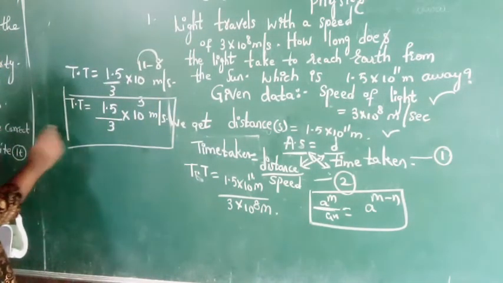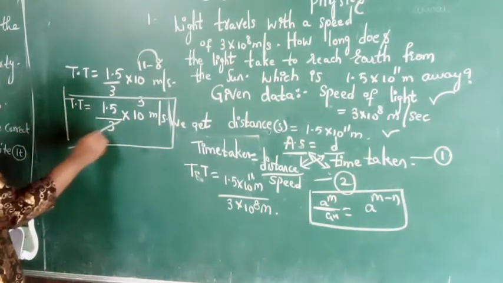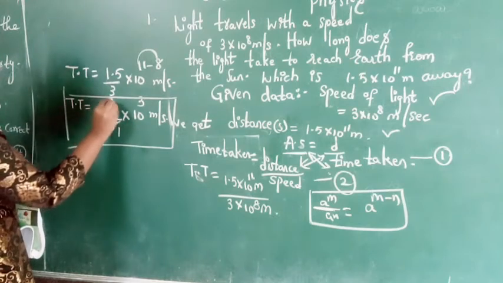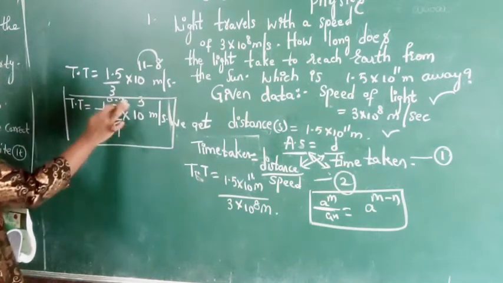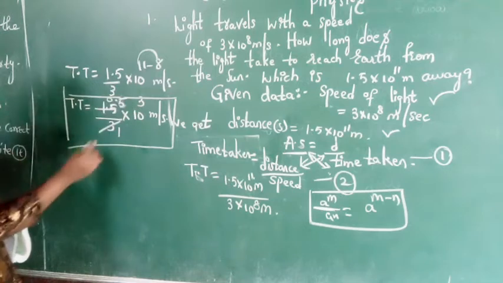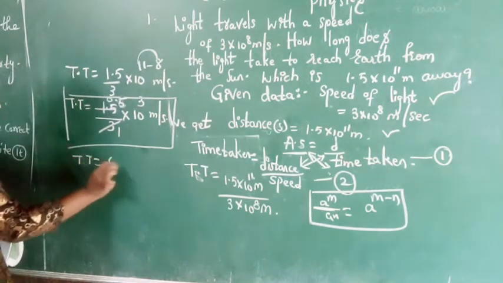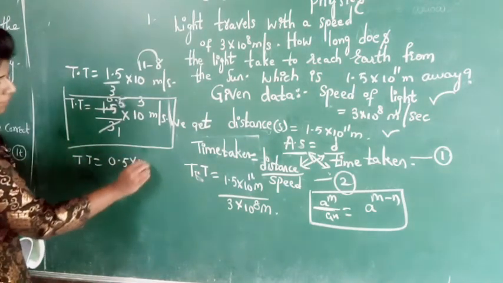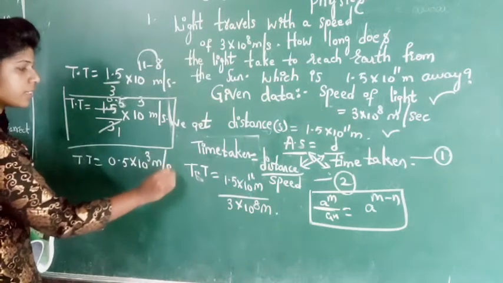What is the value here? We got 3 ones are 3, 15 also we can do. 3 ones are 3, 15, and then 0.5. 3 fives are 15. So time taken is equal to 0.5 into 10 power 3 meters per second.